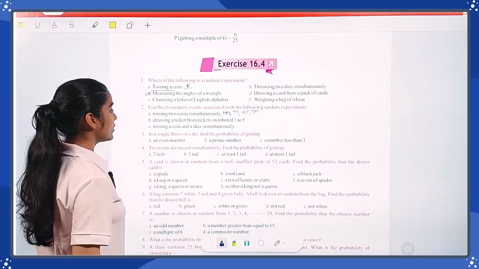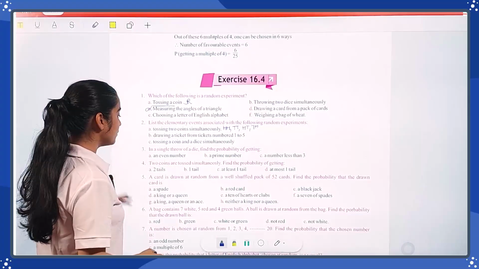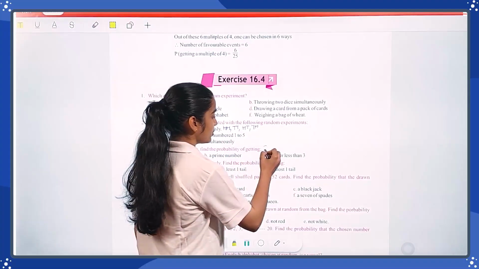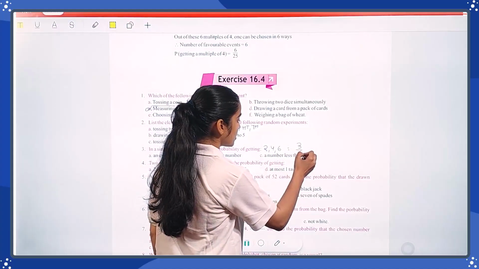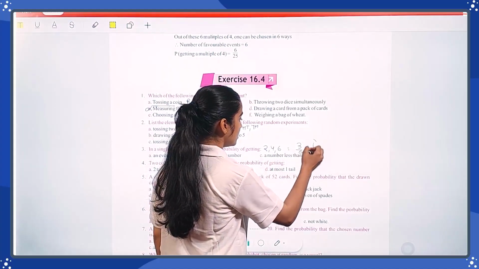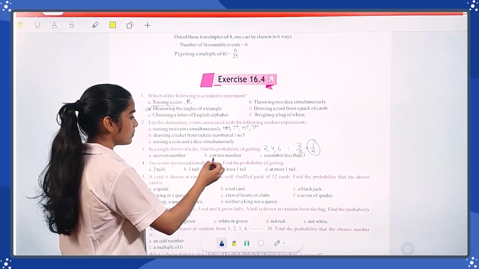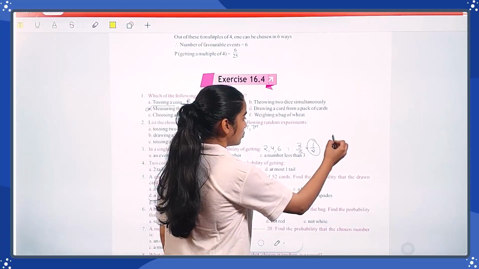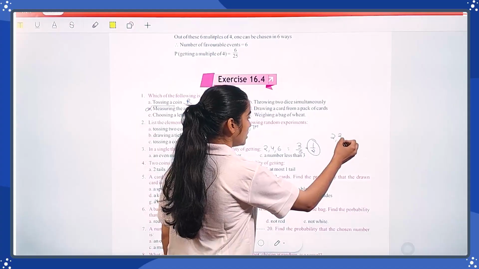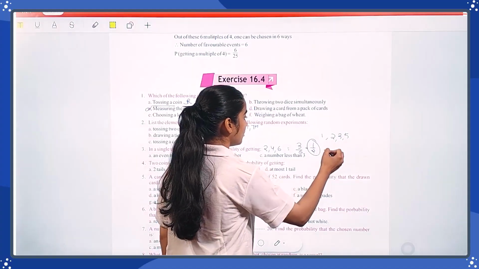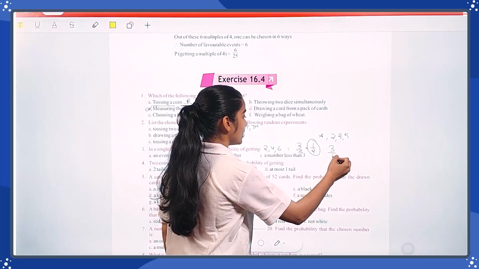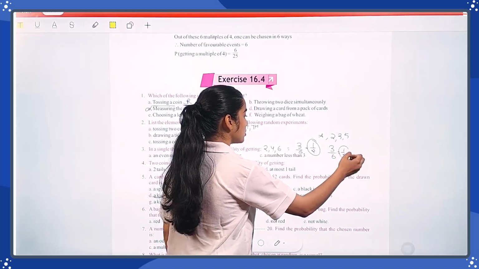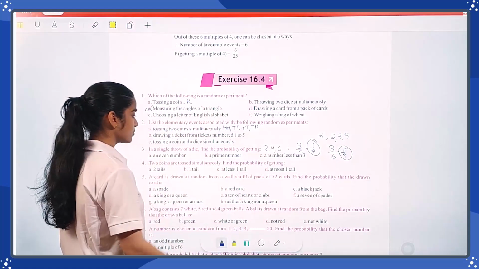In a single throw of a die, find the probability of getting an even number. So we have even numbers 2, 4 and 6. So 3 by 6, which is half. This is the probability. Next we have a prime number. So prime numbers we have 2, 3, 5, and no, 1 is not a prime number. 2, 3, 5. So 3 by 6, again half is the probability. In the same way you can solve the rest of the 2 questions.